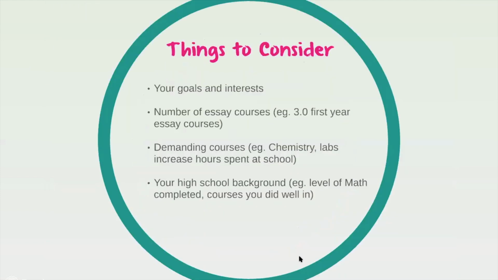So some important things to consider when you're choosing your first year courses. You know, there are a ton of 1000 level courses out there. So how do you go about narrowing it down to just the 5.0 courses that you have to pick from in your first year? So first and foremost, you want to consider your goals and your interests.